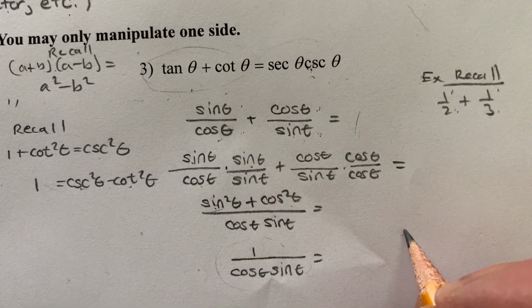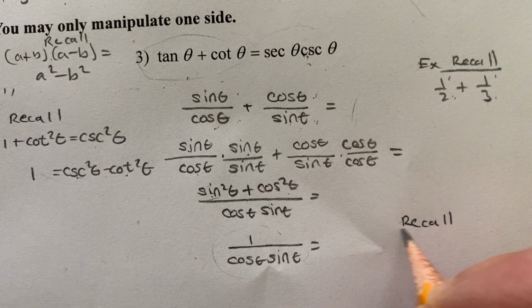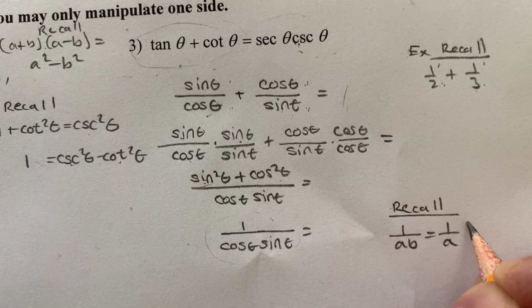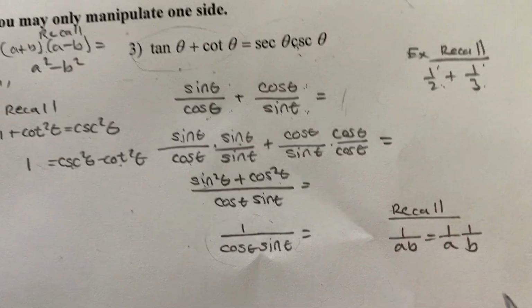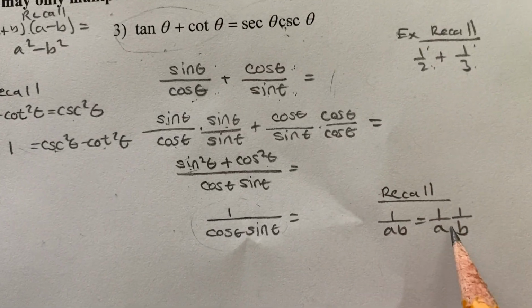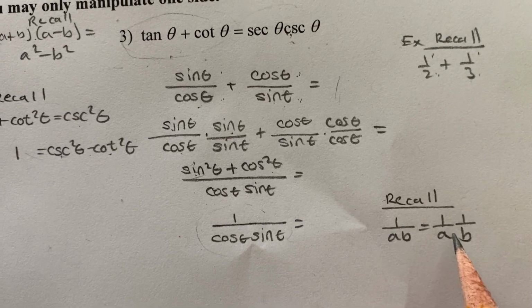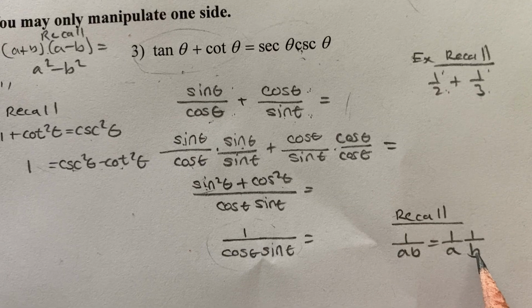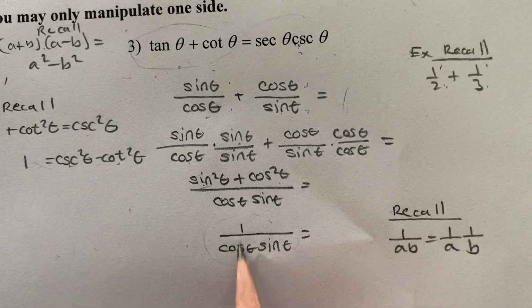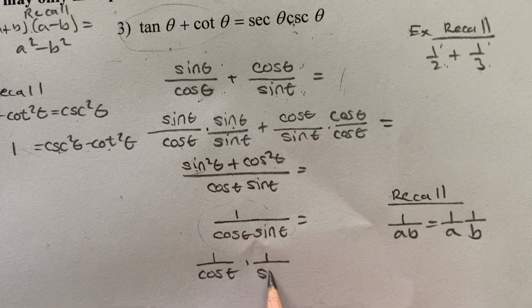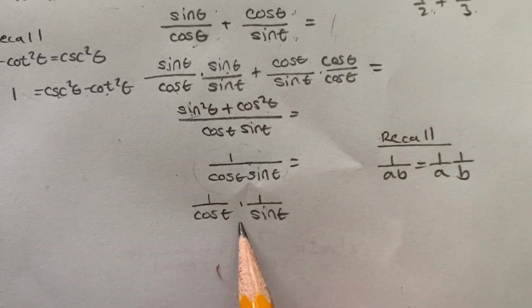You can use the splitting up the fraction rule, right? You could rewrite 1 over AB as the product of 1 over A times 1 over B. Right? You could split this up like this. This only works if you're multiplying, okay? Don't try to make up your own rules. Again, that's where students make mistakes, okay? So I'm going to rewrite this as 1 over cosine theta times 1 over sine theta, right? This is the same as this.